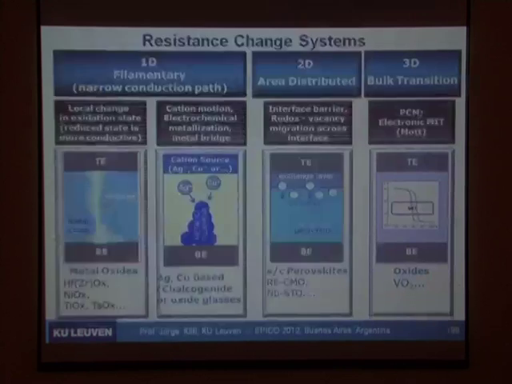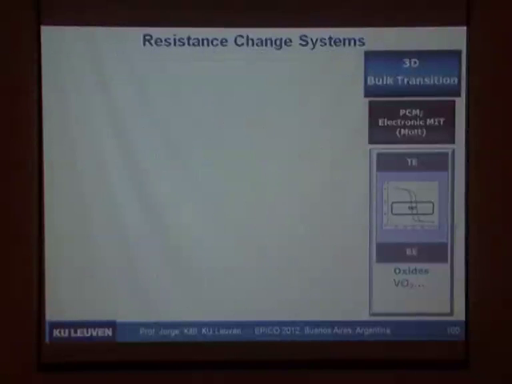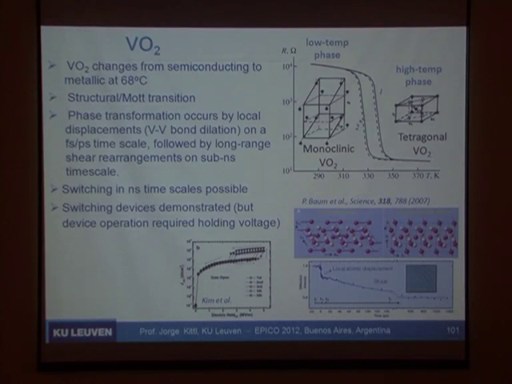I will skip this. I also mentioned that we have an activity in Mott insulators, vanadium oxide. At this point for us, it's a curiosity. This transition is around 70 degrees C, which is in the middle of the operating range of a circuit, so not very practical right now. But we're trying to understand them; they have some interesting properties. The transition can happen extremely fast. We believe it's electronically driven, although there is a phase transition as well.